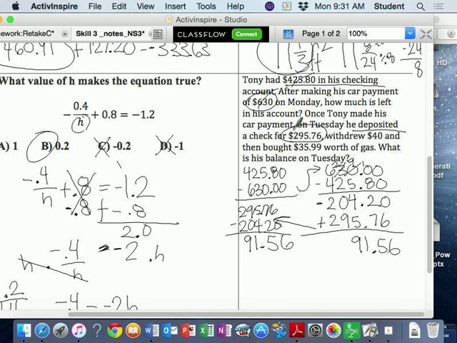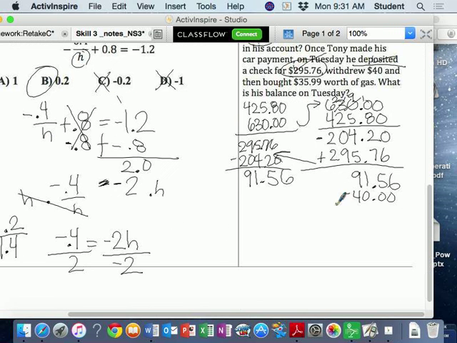Now what? He withdrew. So what does withdrew mean? Take out. You can go to the ATM and withdraw money, which means you're going to subtract. So I'm going to subtract 40. 6 minus 0 is 6. 5 minus 0 is 5. 1 minus 0 is 1. 9 minus 4 is 5. So right now he's got $51.56. But he does one more thing.